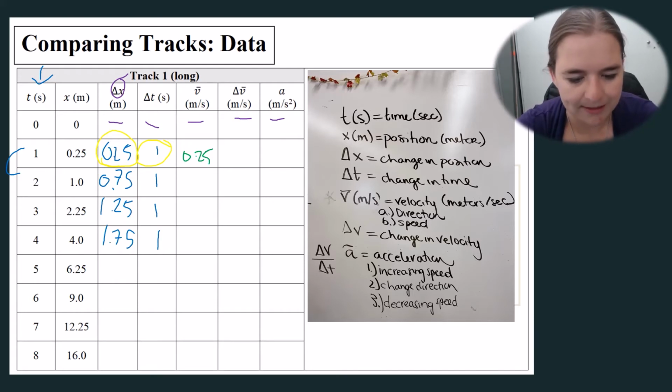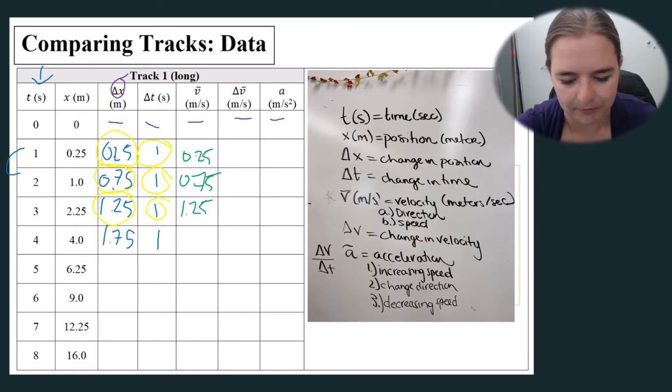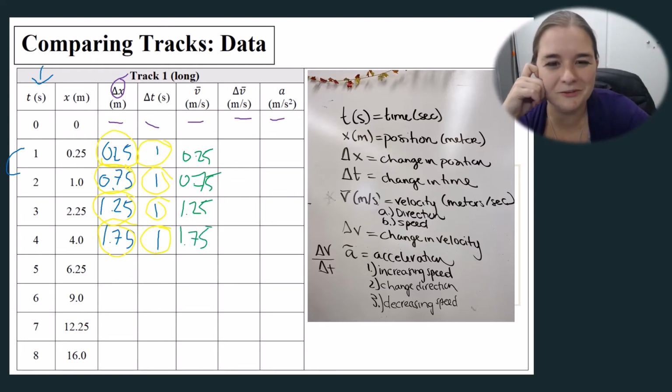Now I'm going to do the same thing to calculate my instantaneous velocity at the next one. I take the amount of distance that I traveled divided by the amount of time that it took me. And again, 0.75 divided by 1 is 0.75 meters per second. On the next one, same thing. I traveled 1.25 meters in 1 second, which is a velocity of 1.25 meters per second away from my reference point. Then I traveled 1.75 meters in 1 second. 1.75 divided by 1 is 1.75. Pause the video, fill in the rest of that column.